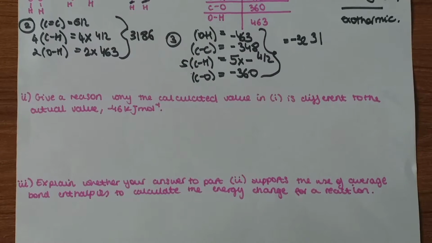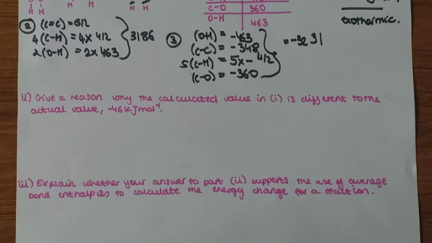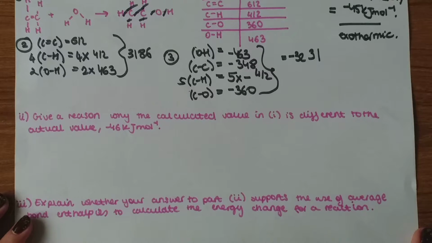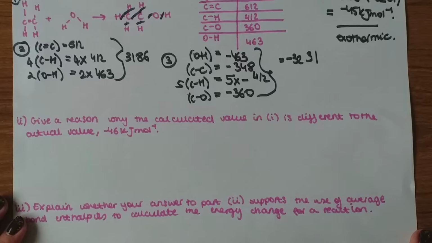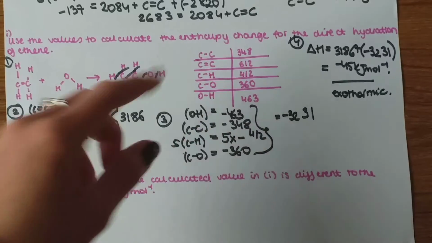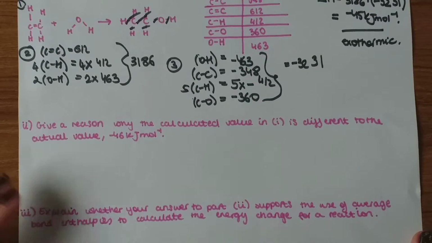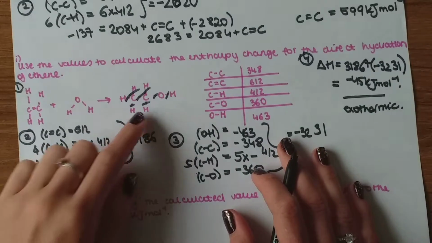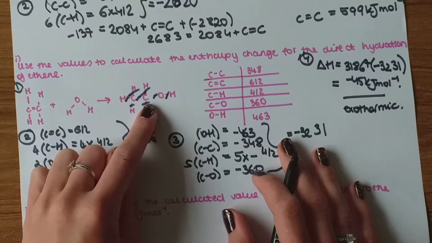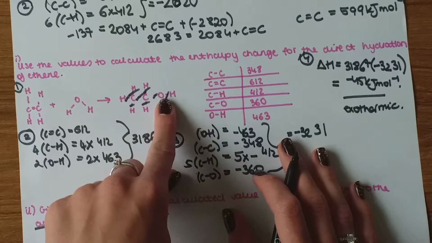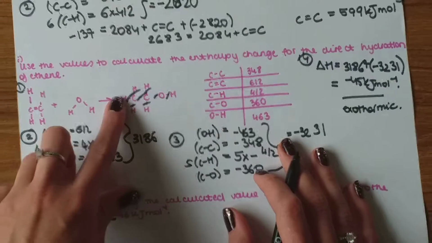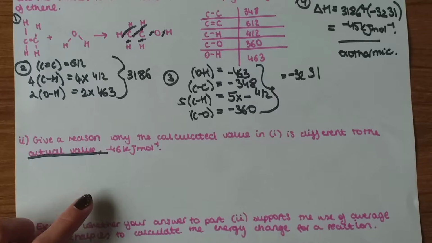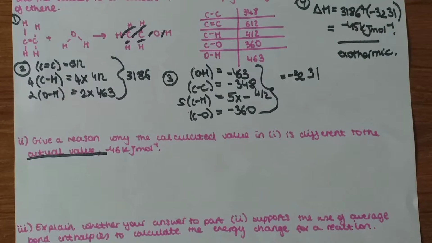So the next bit asks us to give a reason why the calculated value in part I is different to the actual value, which is minus 46 kilojoules mole minus 1. So this is because we use the average bond enthalpies, not the actual values that they talk about in the question. Like for example in this, the CH bond, which is closer to the OH bond, will have a slightly different bond enthalpy value than the CH bond that is completely opposite the OH, but the difference is so small that we use the average bond enthalpies. That's why the actual value will be different to the value we calculate.